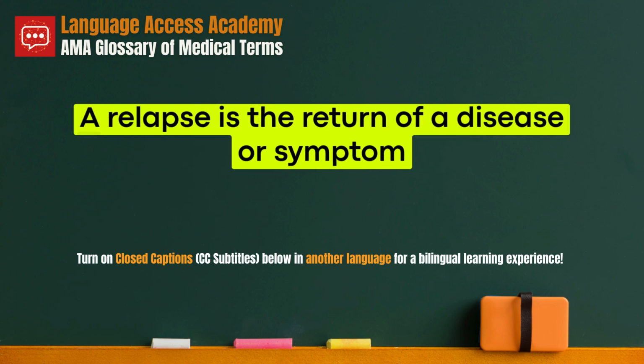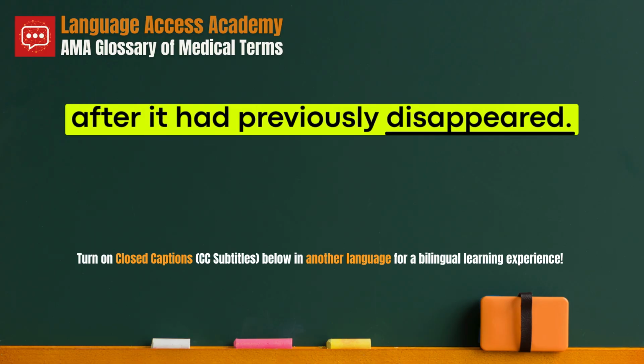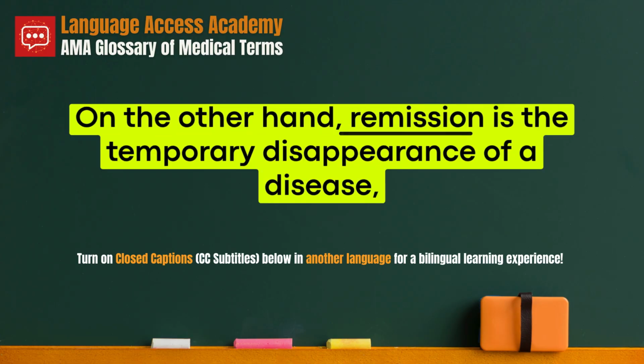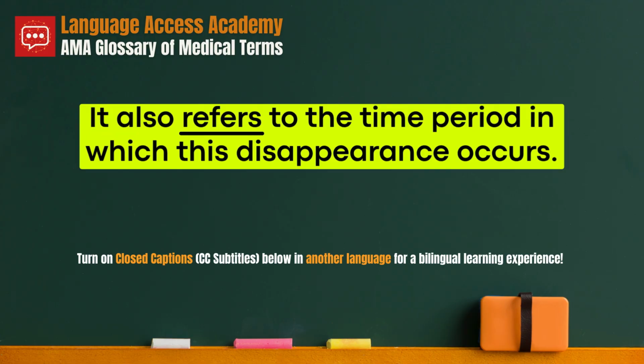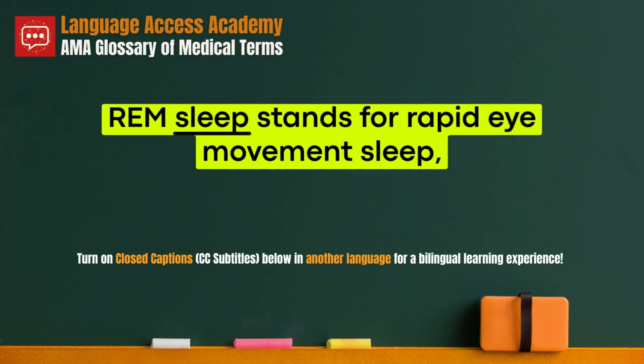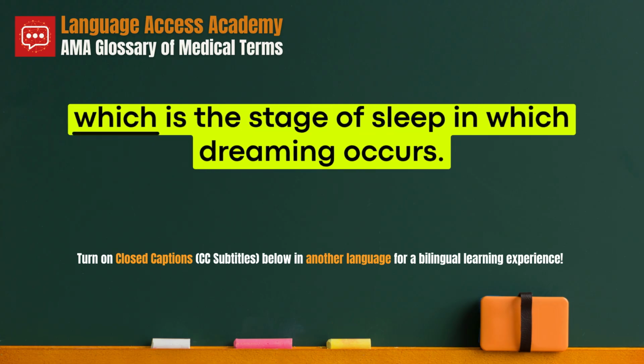A relapse is the return of a disease or symptom after it had previously disappeared. On the other hand, remission is the temporary disappearance of a disease or its symptoms, either partially or completely. It also refers to the time period in which this disappearance occurs. REM sleep stands for rapid eye movement sleep, which is the stage of sleep in which dreaming occurs.